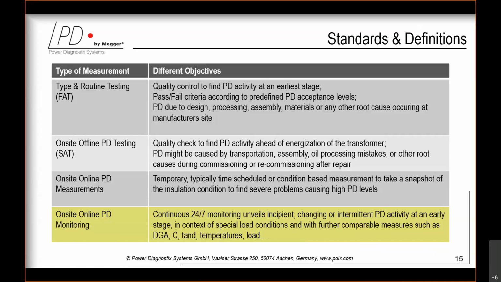And then the last point is online PD monitoring, which is a continuous 24/7 monitoring, which unveils incipient, changing, or intermittent PD activity at an early stage, often done in the context of special load conditions and with further comparable measures such as DGA, capacitance measurement, tangent delta, temperature, or load.